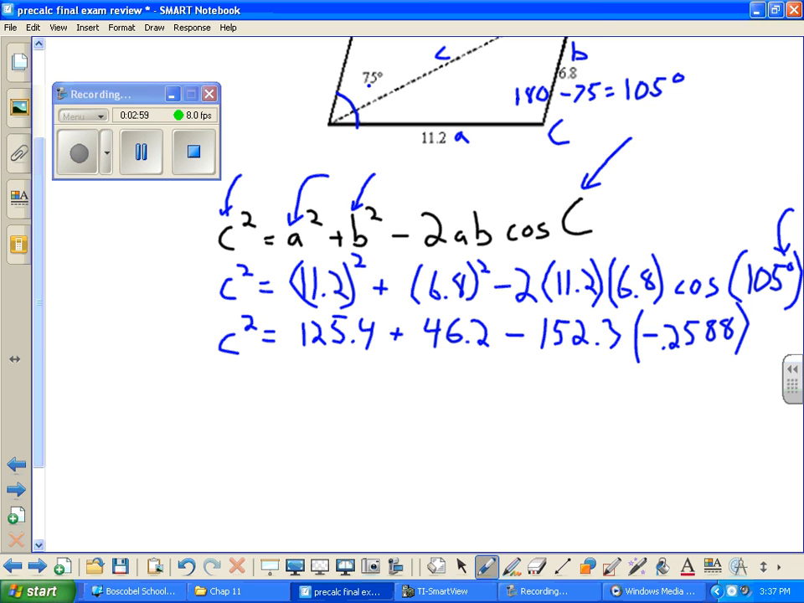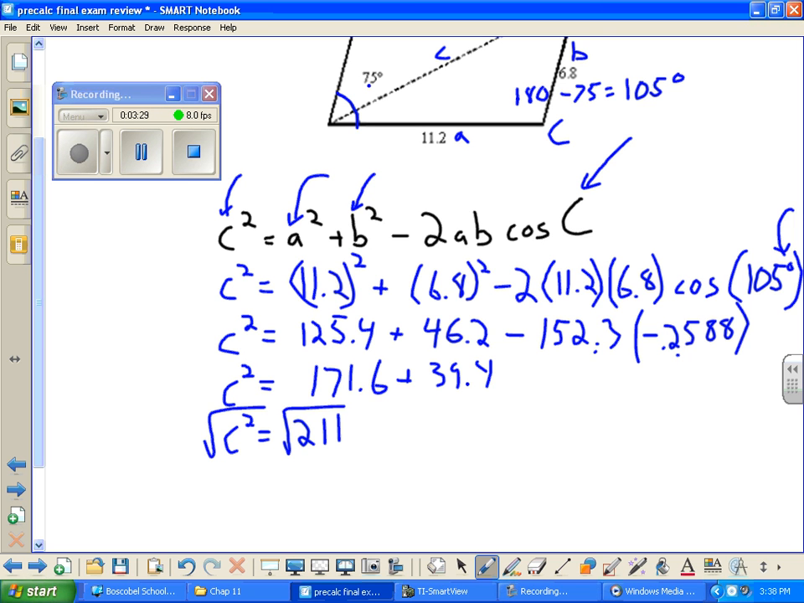Okay? Simplifying further, 125.4 plus 46.2 is 171.6. 152.3 times 0.2588 is going to be plus, let's see, 39.4. So I get c squared is equal to 211. Take the square root of both sides, and I finally end up with c is equal to approximately 14.5 units.